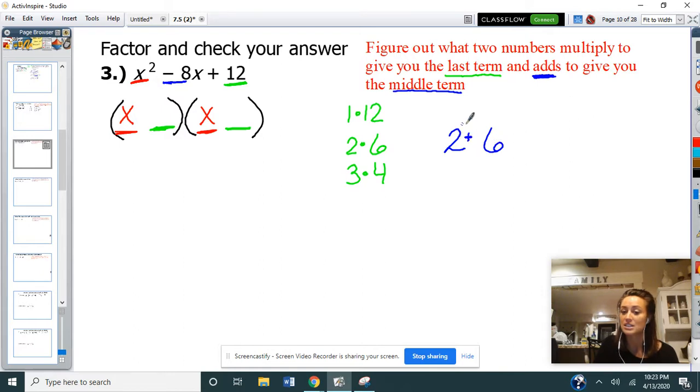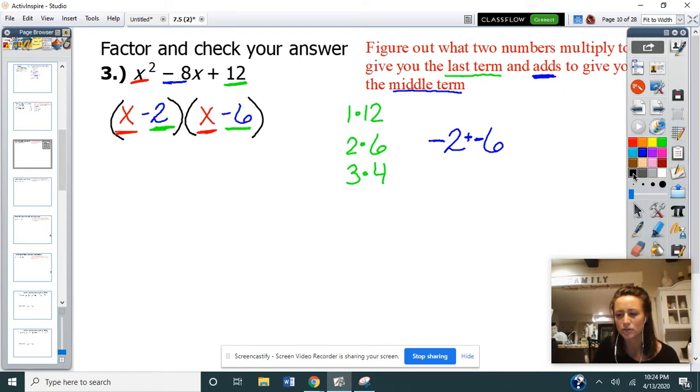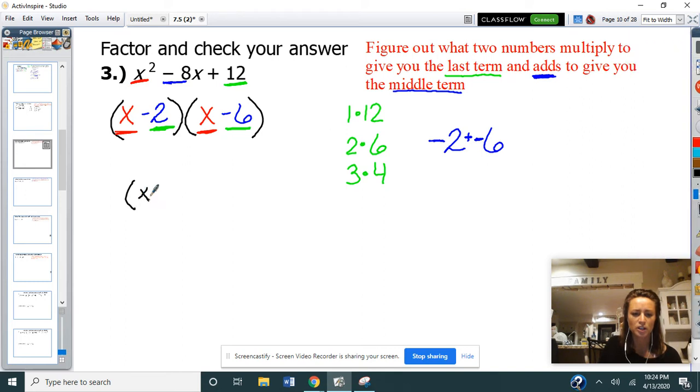2 plus 6 is 8, but we want it to be negative 8. So what can I do to get it to be negative 8? I can make this negative. But if I make only that negative, I'll still get 4. So we got to make them both negative. And the two negatives will multiply to give me 12, because two negatives make a positive. And this will add to give me negative 8. So this is what we're going to use. So it's going to be, now it's not 2 and 6, it's negative 2 and negative 6. And I know that might seem a little confusing, so let me show you why it works. We're going to check our answer.